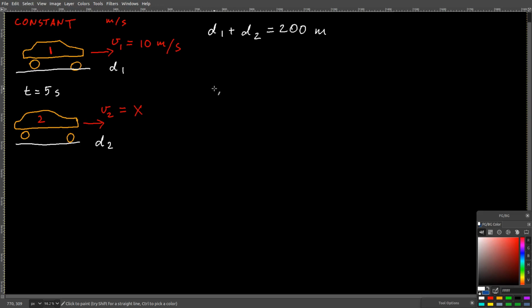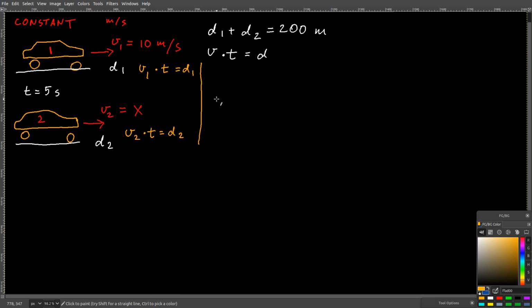A systematic way to solve this problem is to form a simple mathematical equation with our unknown variable v2, or x, and then we can use algebra to solve for x. Let's first do it using general notations. Remember that velocity times time is distance, so v1 times time equals d1, and then v2 times time equals d2.